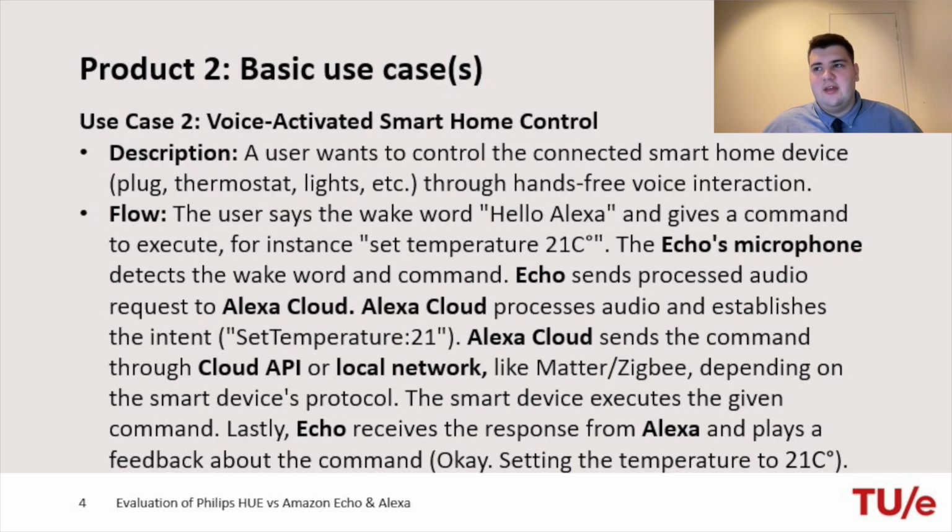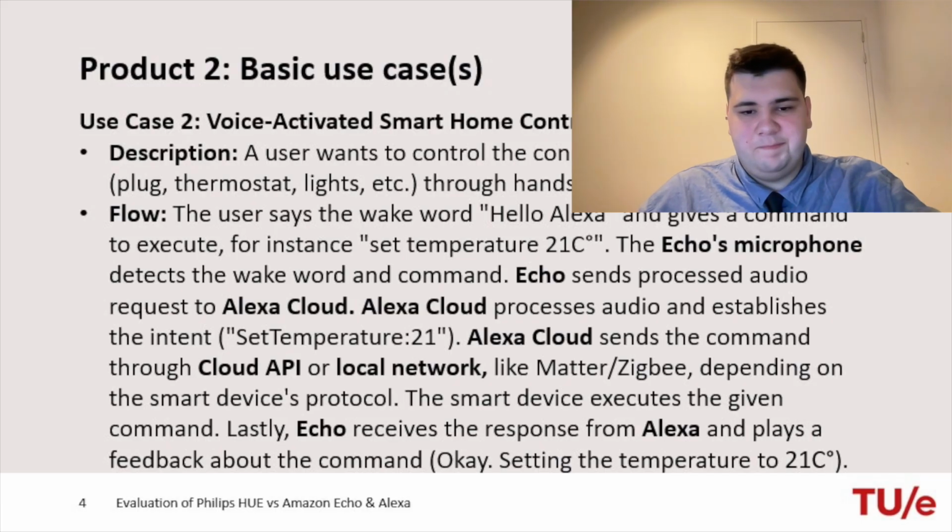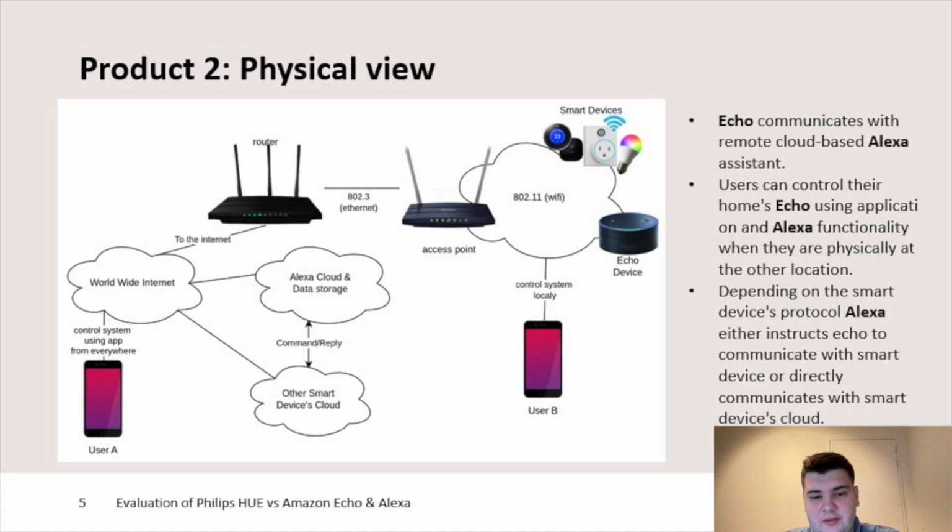After that, the Echo plays the feedback and sends the instruction to the smart home device through the Zigbee or Matter module. However, sometimes, depending on the smart home device's protocol, or whether your Echo device has a Zigbee module, Alexa Cloud may communicate directly through the smart device's Cloud API. So there would be no instructions sent to Echo. It again depends on the protocol of the device.